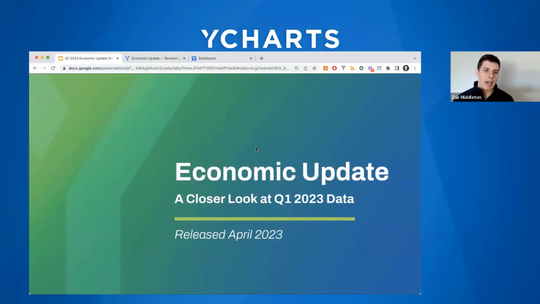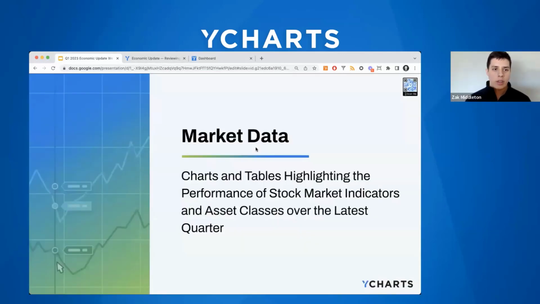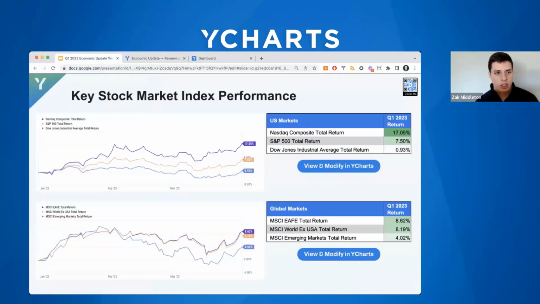Yeah, thanks, Joe. So we'll kick things off with a few charts showing some major index performance here. We can see U.S. stocks kicked off the first quarter of the year with a bang. NASDAQ leading the way, up nearly 17.1%, while the S&P advanced 7.5%. And Dow Jones did tick up 0.9% higher as well here in Q1.